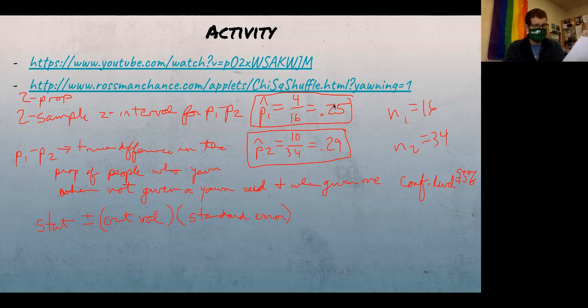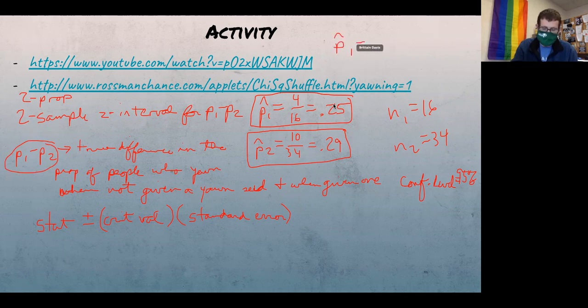Okay, so knowing that, I will figure out what my statistic is. Since I'm estimating the true difference, I have to figure out the sample difference. So I'm going to have to do P hat sub 1 minus P hat sub 2. And luckily, I know those values. P hat sub 1 is 0.25, minus P hat sub 2, which is 0.29. So the difference between these two is negative 0.04.